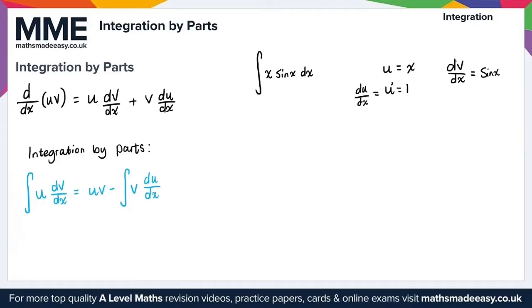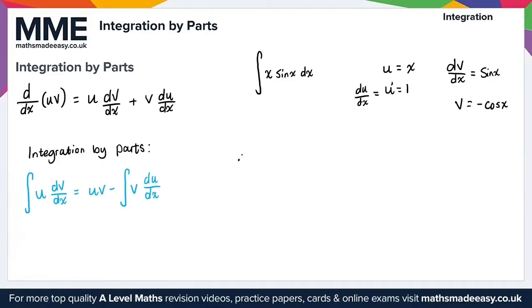Okay, so dv by dx is sine x, so in that case we need v, and clearly if we've got dv by dx, to get v we just integrate. So v is going to be the integral of sine x, simply giving us minus cos x. Okay, so now we can simply apply the result of integration by parts using u, du by dx, dv by dx, and v.